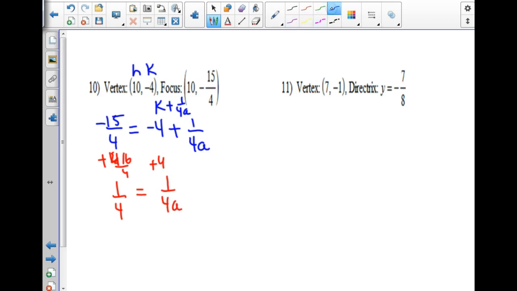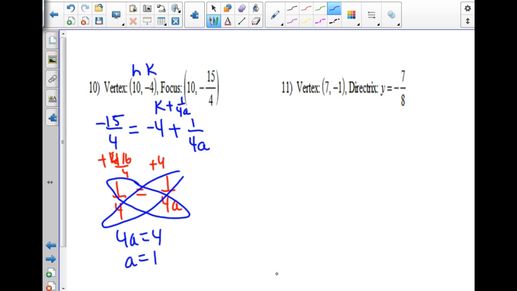A is just what? Yep, it's just 1. 4a equals 4, so a is 1. We did all that work to find out it was only 1. All right, ready to write the equation? Remember the format, and I guess you already have it. It's written down probably somewhere close by, but this is it.